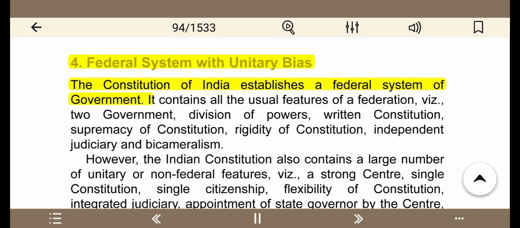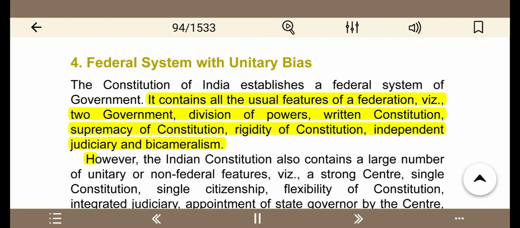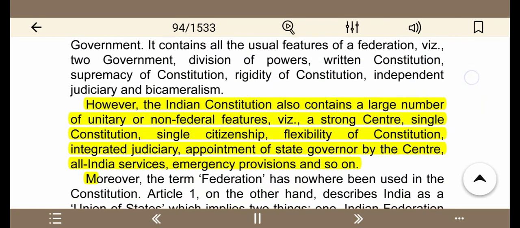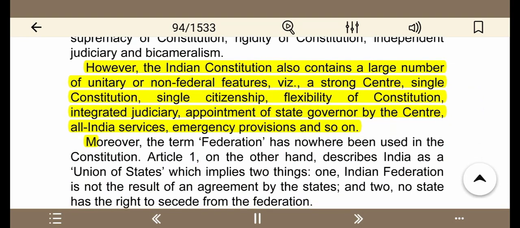4. Federal system with unitary bias. The Constitution of India establishes a federal system of government. It contains all the usual features of a federation, viz., dual government, division of powers, written constitution, supremacy of constitution, rigidity of constitution, independent judiciary and bicameralism. However, the Indian constitution also contains a large number of unitary or non-federal features, viz., a strong centre, single constitution, single citizenship, flexibility of constitution, integrated judiciary, appointment of state governor by the centre, all India services, emergency provisions and so on.